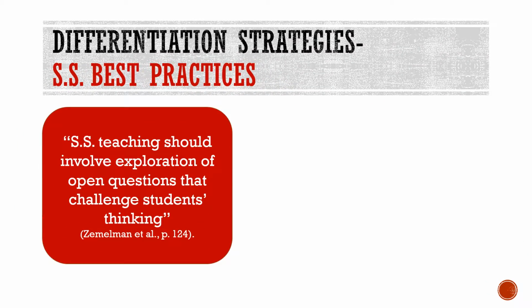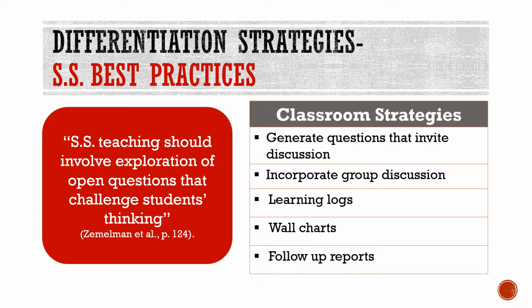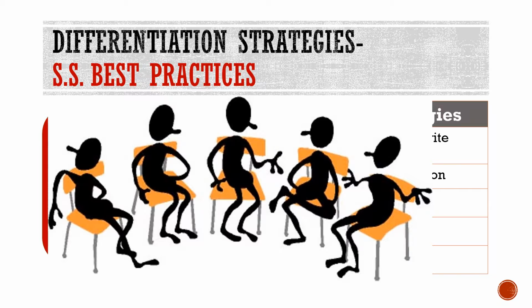Another strategy includes teaching that involves exploration of open questions that challenge students' thinking. Some strategies include generating questions that invite discussion. You've got to get those students talking and thinking together. Incorporate group discussions, include learning logs to track what they've been learning, stick up some wall charts to get them engaged in writing, and then, of course, follow up with reports to summarize what they've learned. Remember, it's important to first teach your students to respect one another's ideas and not ridicule each other for sharing their thoughts with the class.